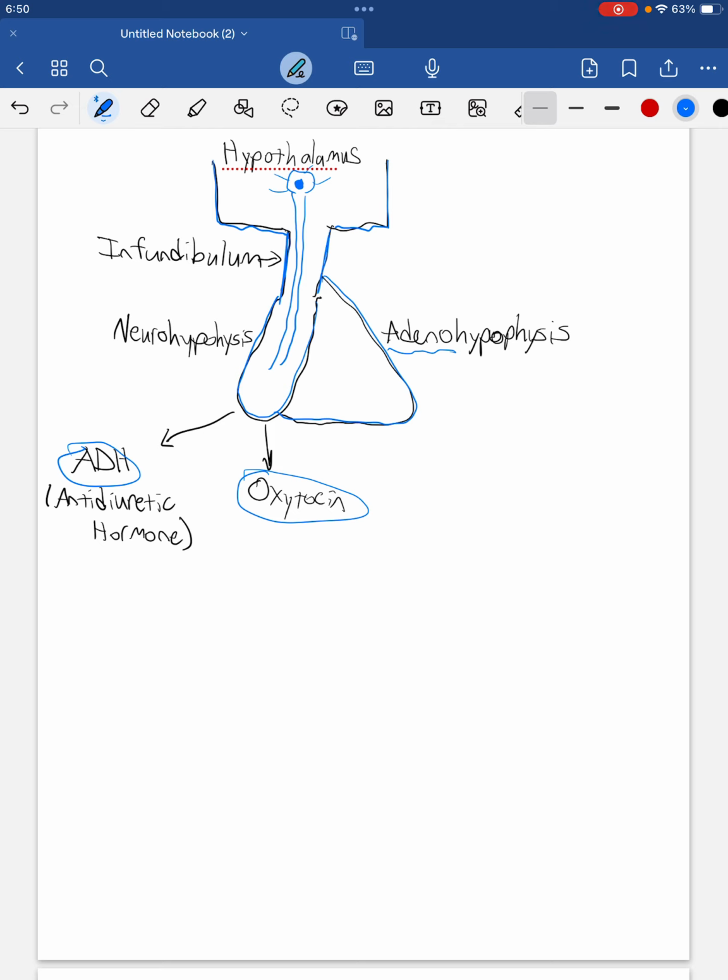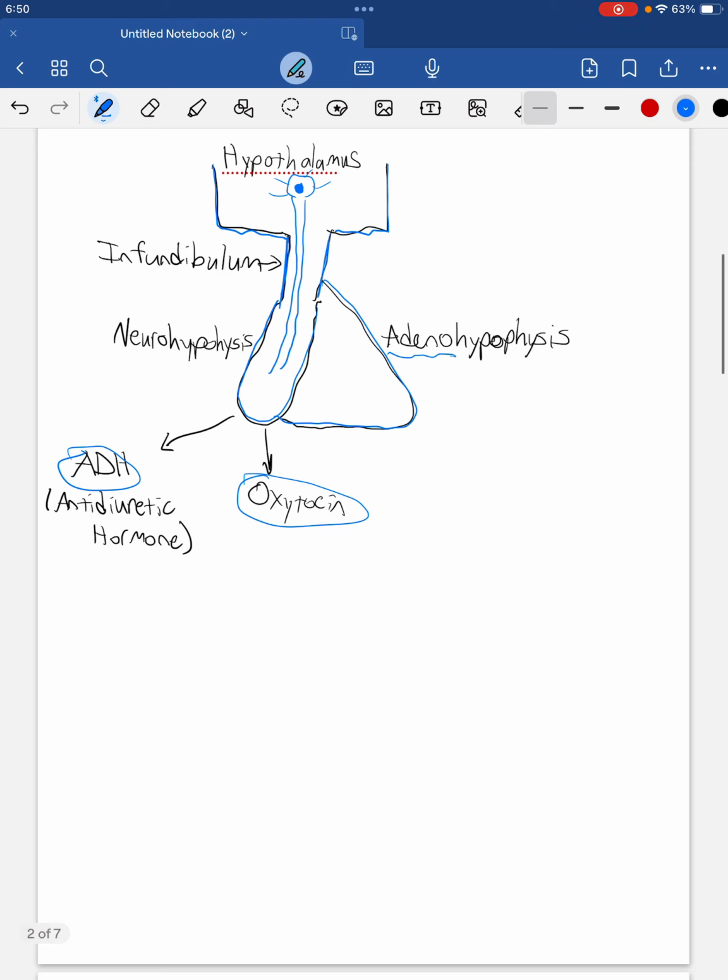We'll go through this process more when we talk about the urinary system toward the end of the semester. But just know for now, the kidneys are what create urine, right? So water is reabsorbed through the kidneys. Then our plasma volume goes up. Blood pressure also increases when this happens.